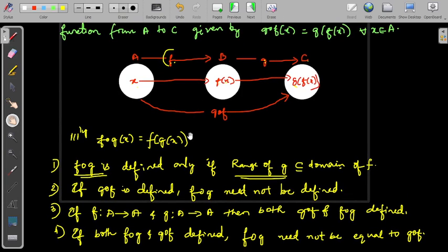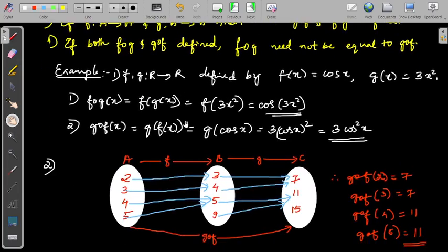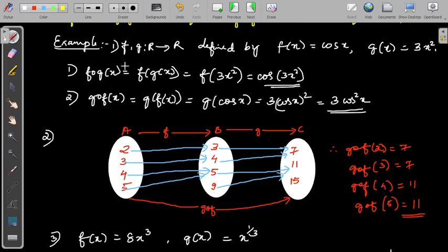So when you have one function and another function, by combining those two functions we can get a new function, that is called composition of functions. Now let me take an example. If you have functions f and g from R to R, so the domain and codomain are the same for both functions, so both f composite g and g composite f are defined. Therefore there is no problem of being not defined. Both are defined as the domain and codomain are the same in both functions. f(x) is given by cos x, g(x) is given by 3x squared.